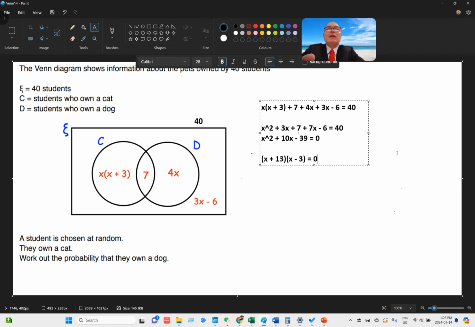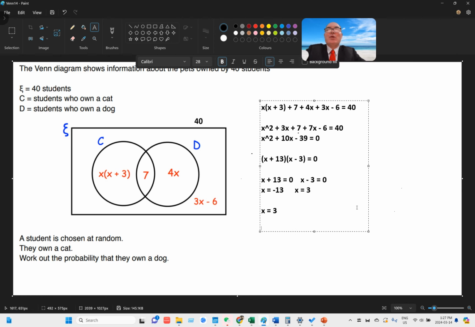And then I either have x plus 13 is equal to 0 or x minus 3 is equal to 0, or one or the other, or both. When I solve for these, I get x is equal to minus 13, and x is equal to positive 3. Now, if I look at x is equal to minus 13 and put that in somewhere, like where I have 4x, that would be minus 52. I get a negative number. I can't have negative people. So we're going to scratch that answer and go with x is equal to 3.